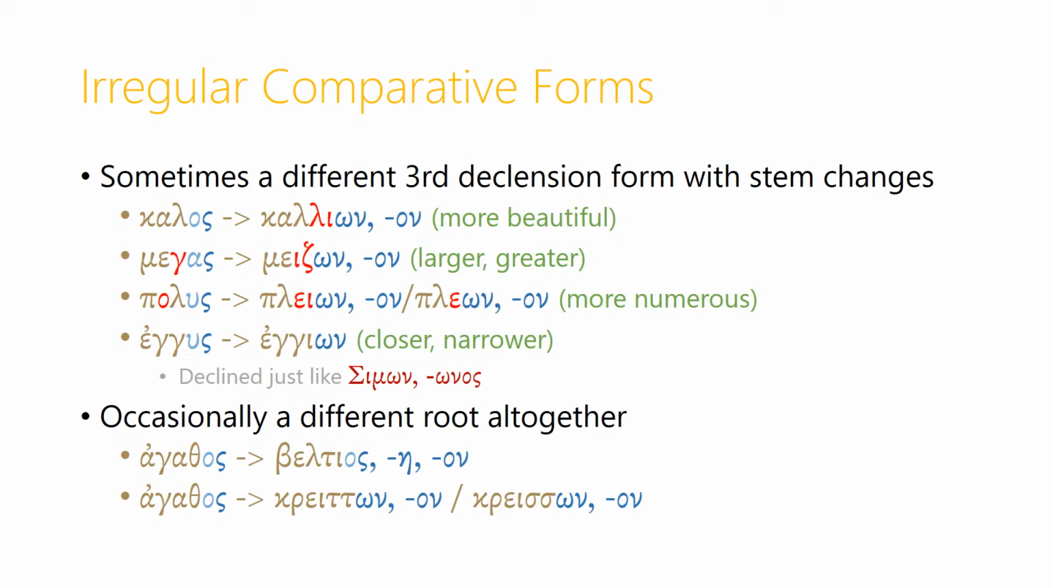And notice, as often happens, that in words with a double tau at the end of the stem, that double tau can fairly often shift to a double sigma. So we'll sometimes see kreton, meaning better, and sometimes kreson, meaning better.